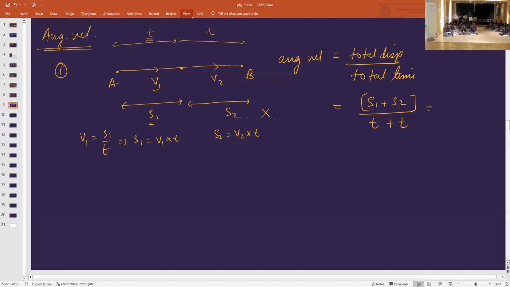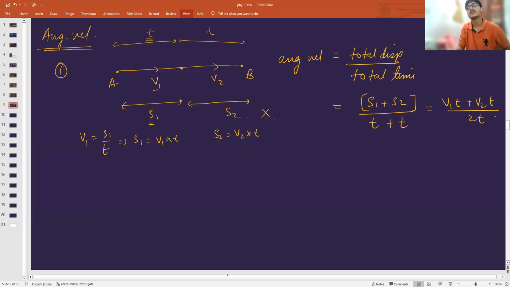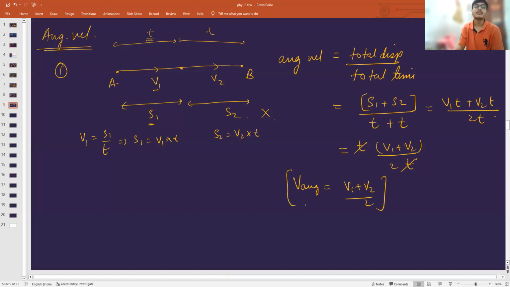So can I replace it here? S1 as V1T plus S2 as V2T, by 2T. Right? I'm taking T as common, V1 plus V2 by 2T, and this T will cancel. So V average will be V1 plus V2 by 2. You can directly remember it.